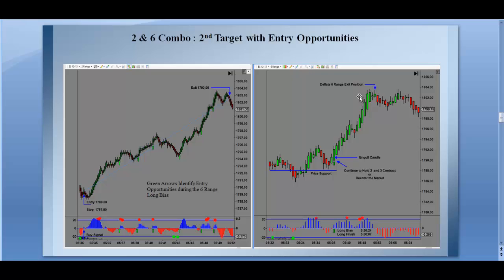As this is occurring to the left on the 2 range, let's say you didn't get in right on the first engulfing candle or push up. Fair enough, right? You have multiple opportunities. You have another blue histogram here, another blue histogram, another one, and another one. Again, 1789.50 now, and now we're looking at 1793, because that's the second exhaustion phase.